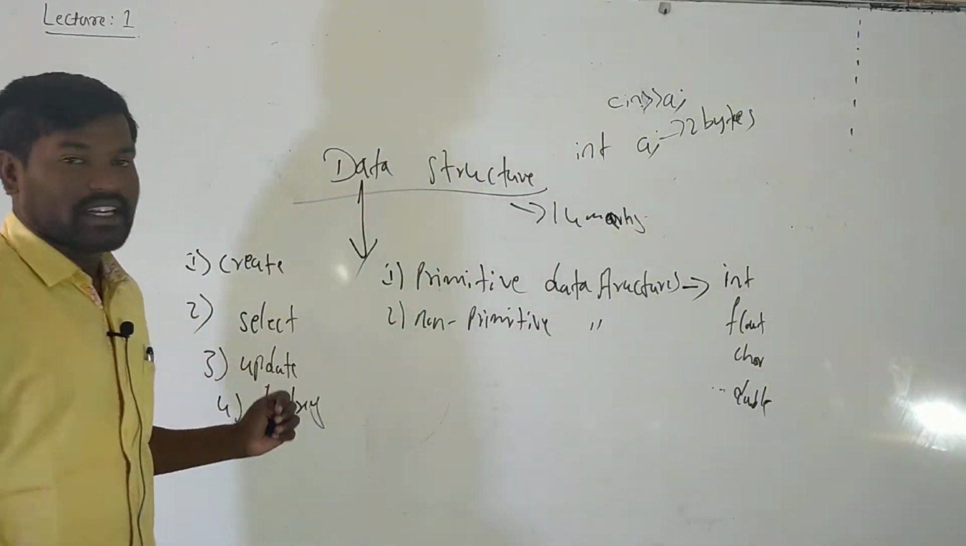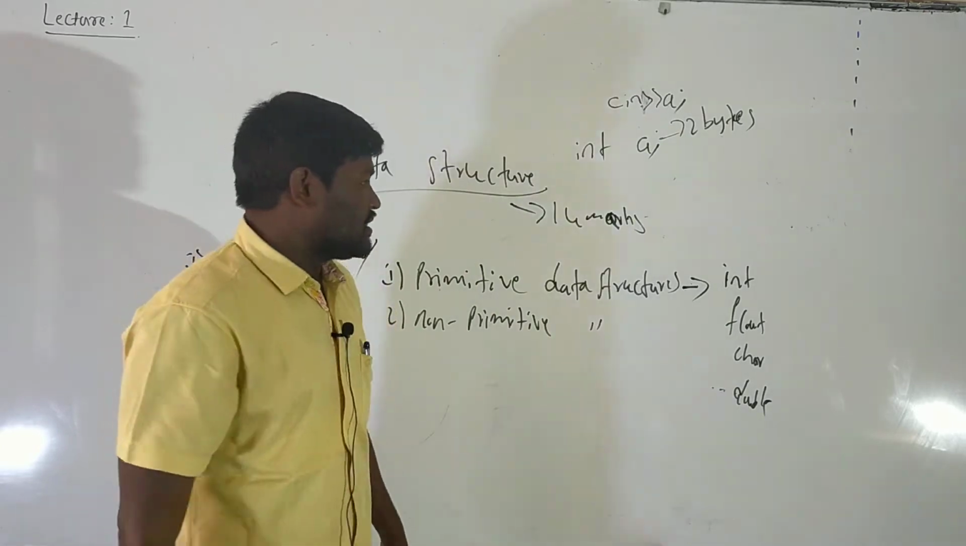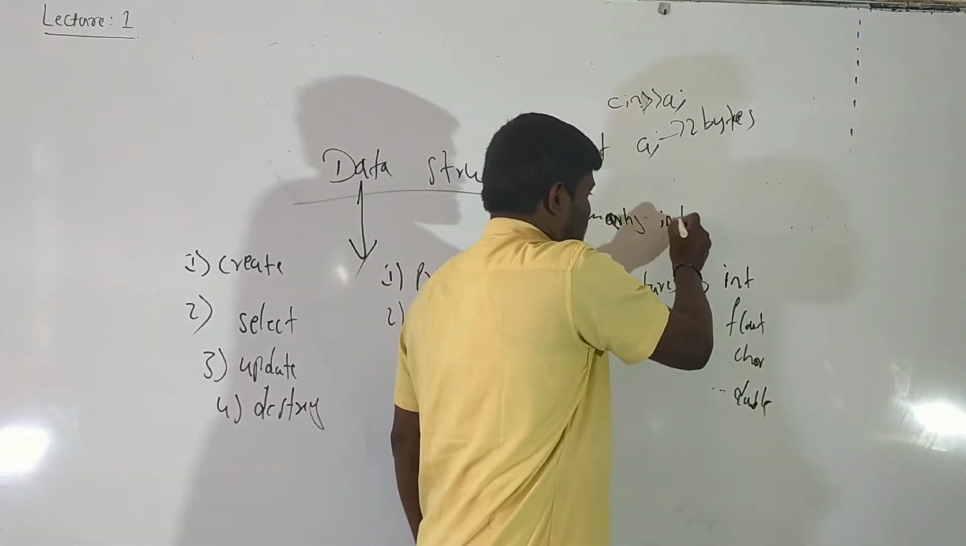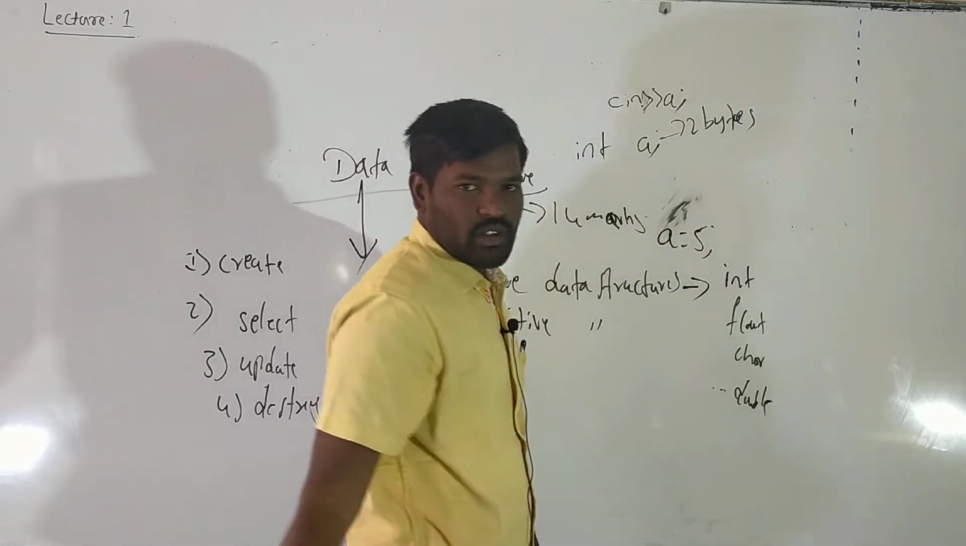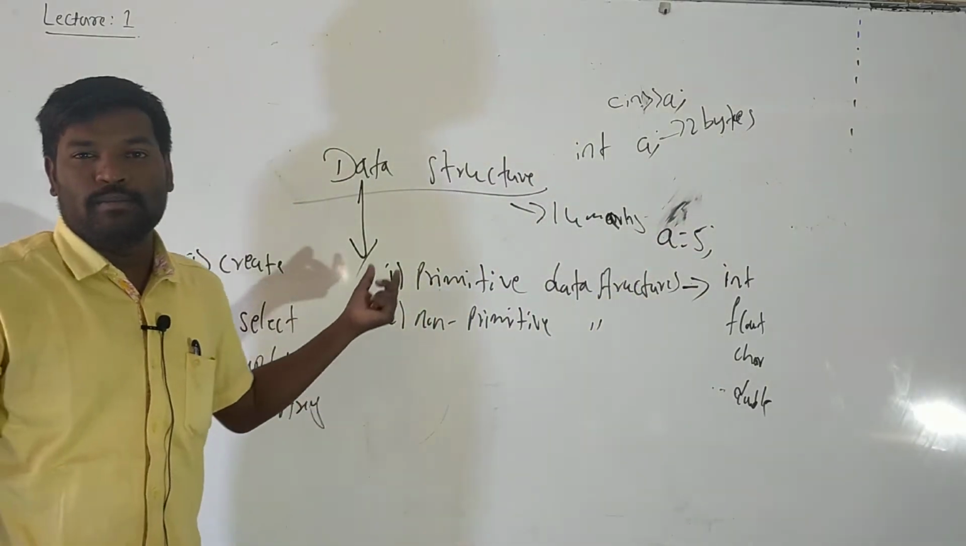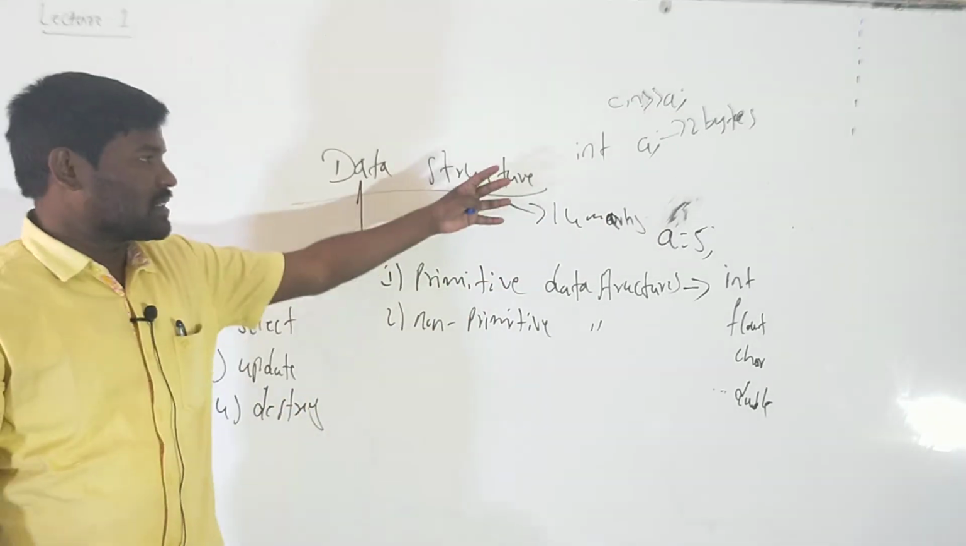Next is update. Here initially I can declare int A. So after writing some instructions, again I can update the value of A as 5. So update means modifying the value of the variable that is the data structure.